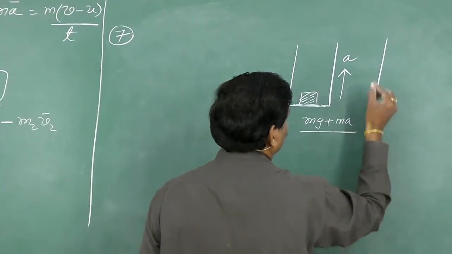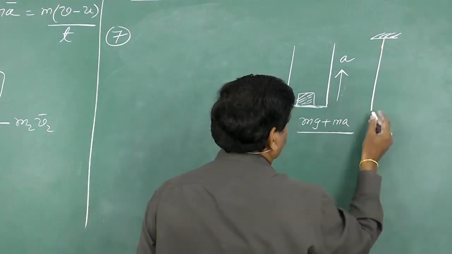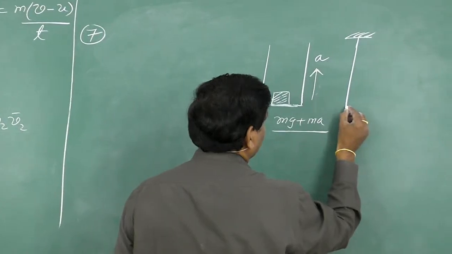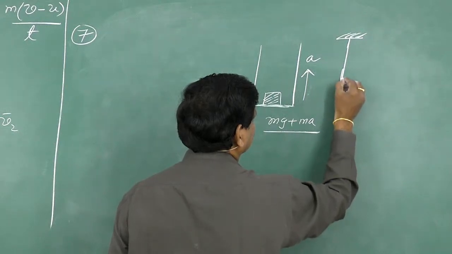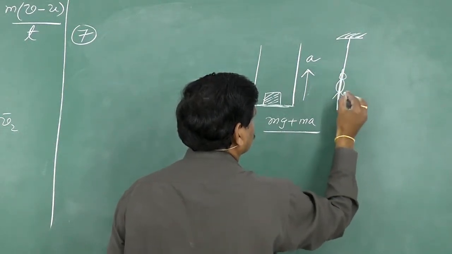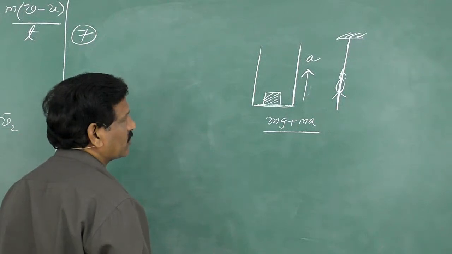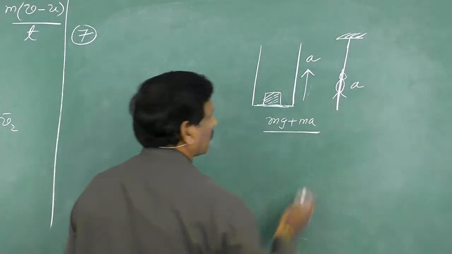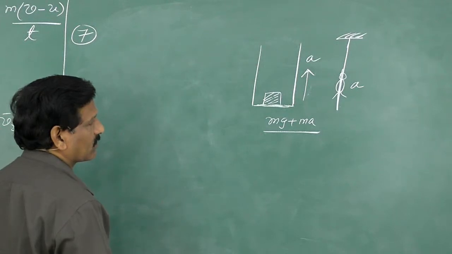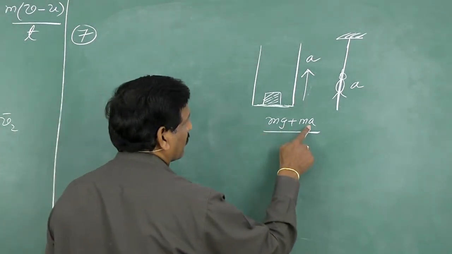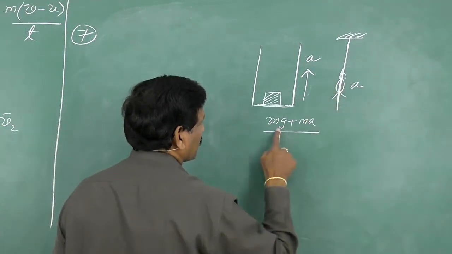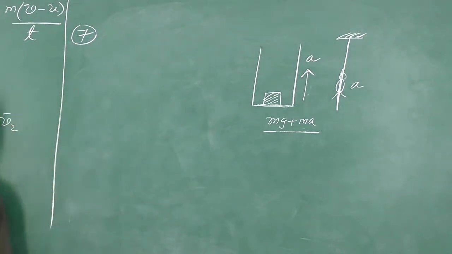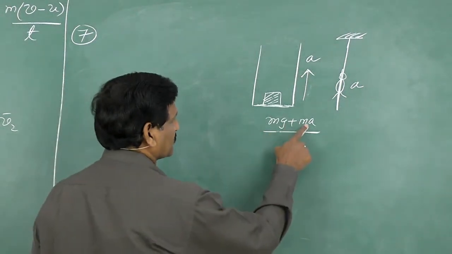Similarly, if you take a rope, this is a rope, and here the man is climbing along the rope like this. This is the man climbing the rope with an acceleration a. Then a force of mg plus ma acts on the man. In turn, the man applies the same force on the rope. The man applies a net force of mg plus ma on the rope.